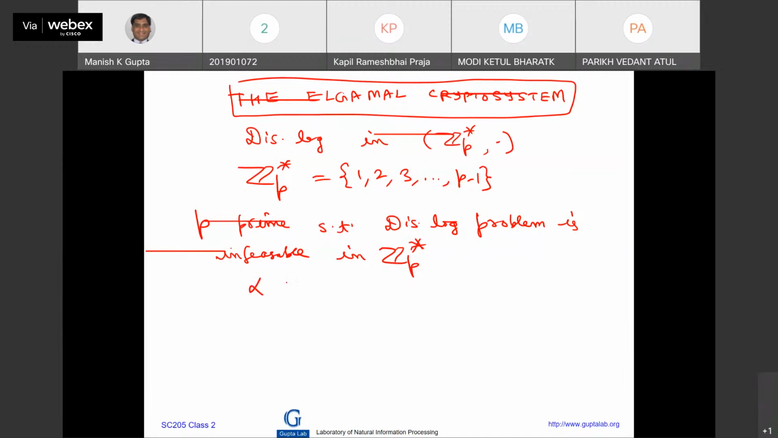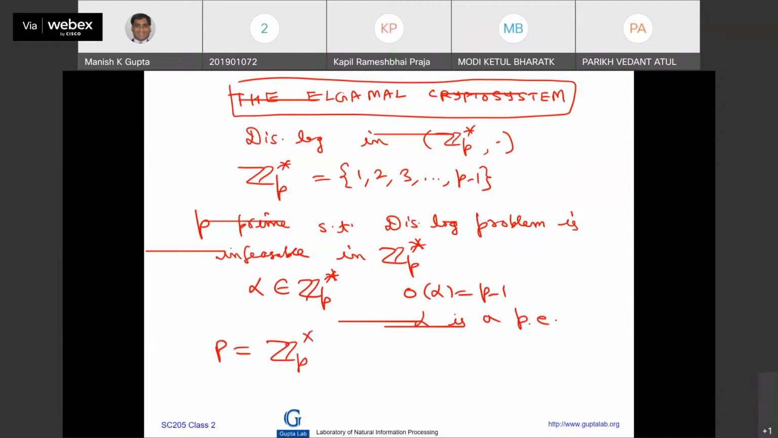Now you take alpha to be an element in Zp star. It could be any of the numbers 1 to p minus 1. Now we are taking alpha to be a primitive element, so the order of alpha is p minus 1. The plain text comes from Zp star in the cryptosystem, and the cipher text is Zp star cross Zp star.